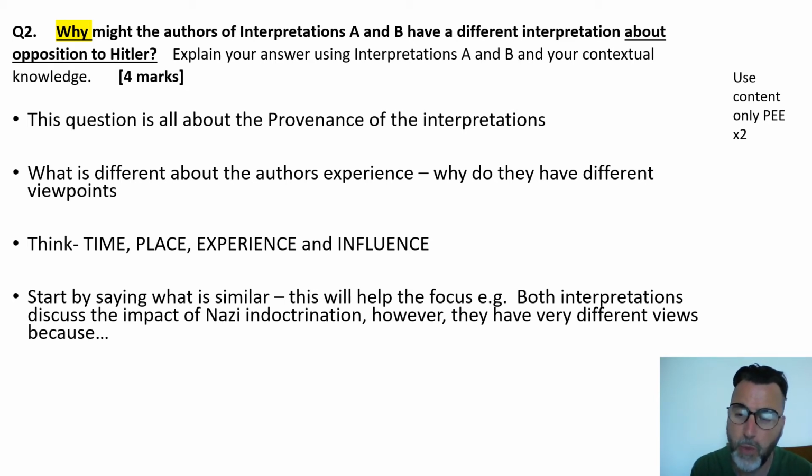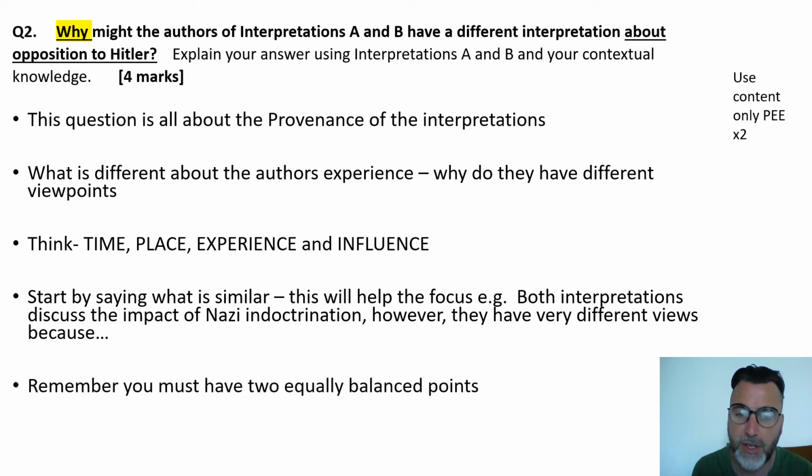What has made them have different views? A grew up in this kind of lifestyle, went to these kind of schools, did these kind of things. B grew up in this kind of lifestyle, did these kind of things. A's father was a Nazi, B's father was a communist. Only go with what you know. You can't make those things up, but you've got to make it fit in 2 equally balanced points.